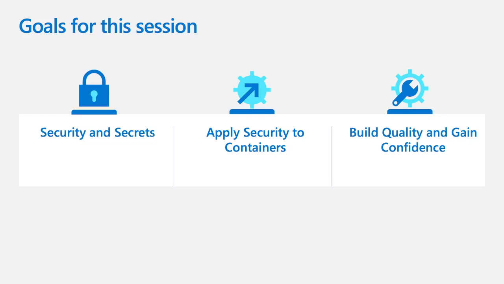Now, let's just go ahead and level set and define some clear goals for this session. First, we're going to learn how we can consider security and how we can handle secrets. Then we're going to learn how we can apply that security to containers, right? We're in this world of microservices and abstracted systems, and security sometimes gets overlooked, or honestly, there's a lot of confusion that falls around that. And we're going to learn how easy it is. And then we're going to end all of this with how we can build quality and gain confidence in that quality that we have built.